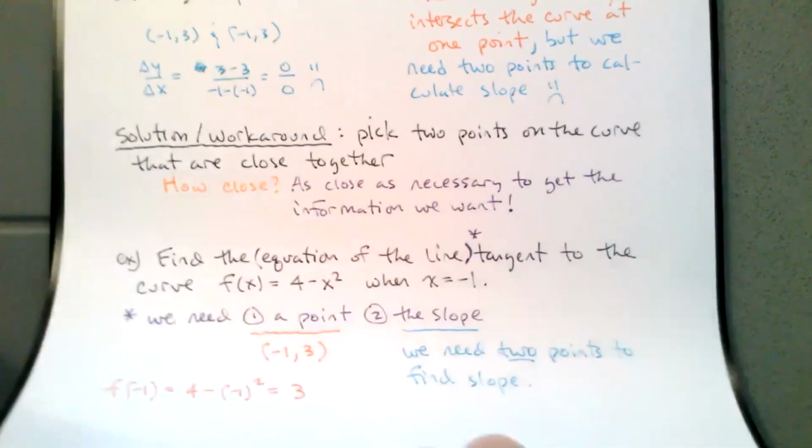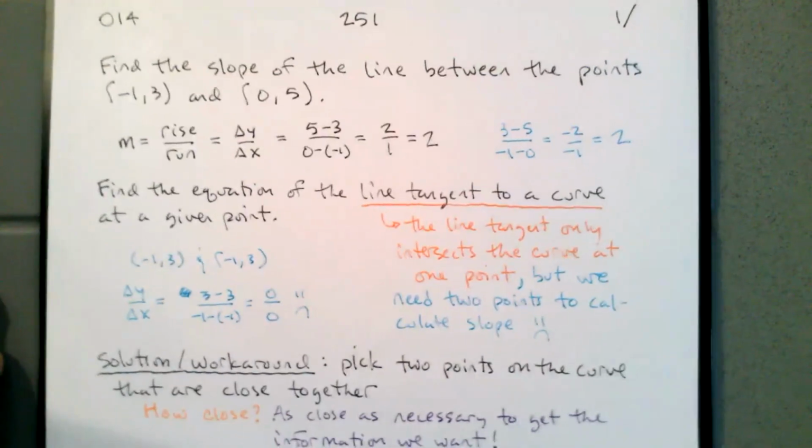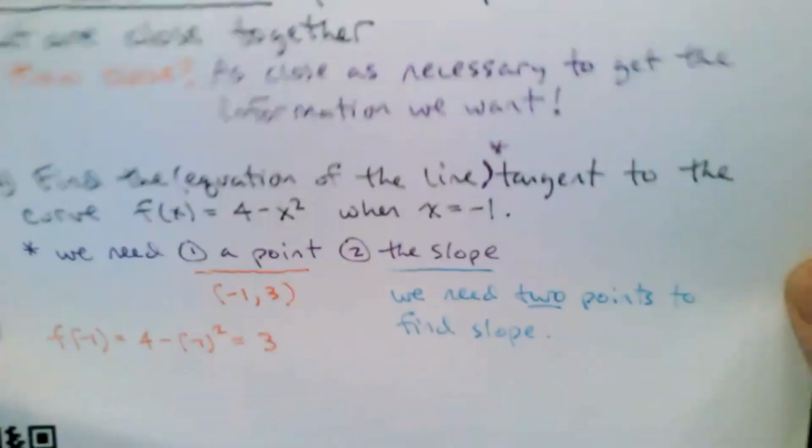I'm going to turn the page since I conveniently ran myself out of space. So let's choose points close to -1, 3.